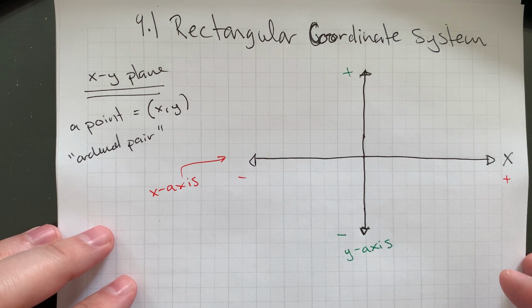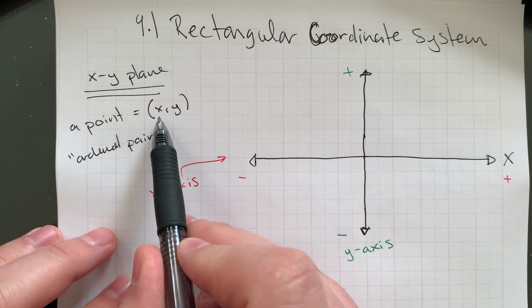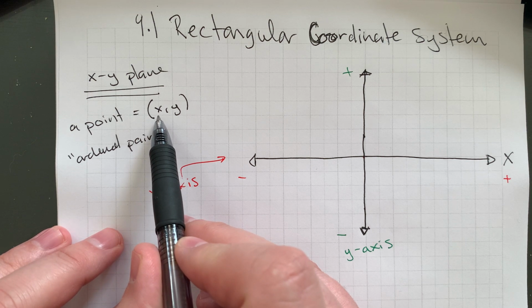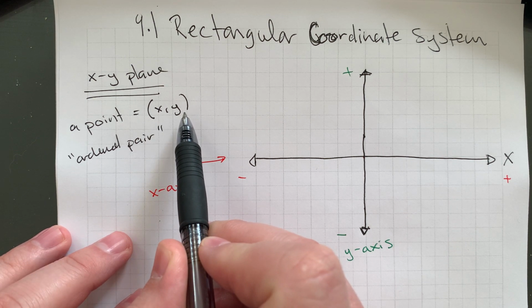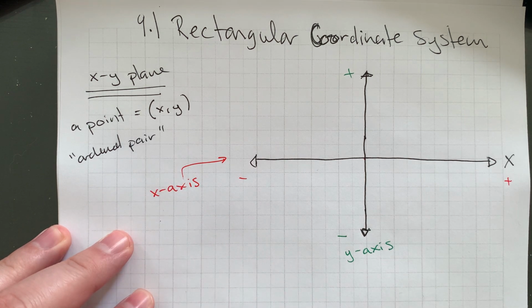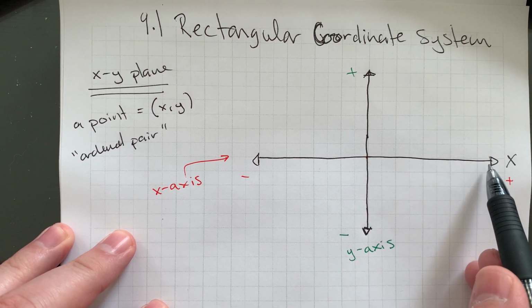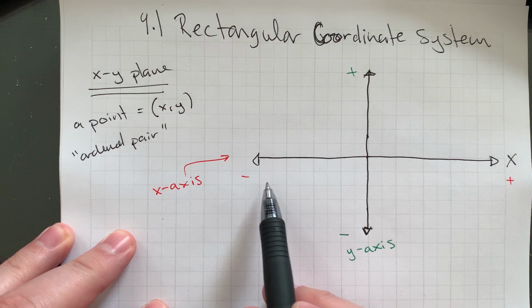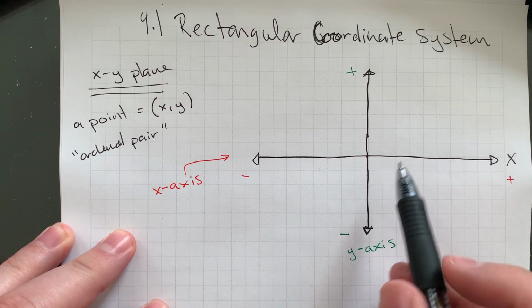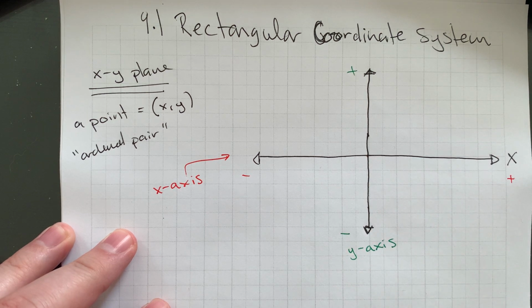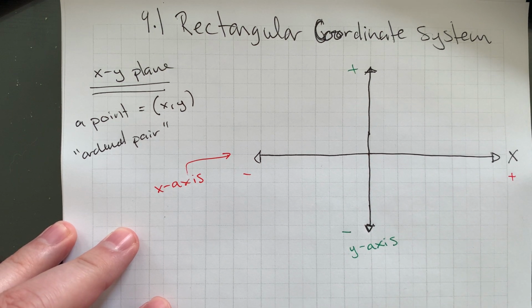And the thing that's most important is when you get one of these pairs, it's always the x value first and then the y value. So it's always x comma y. So your movements are always going to be either to the right for a positive or to the left for a negative first. And then you're going to move either up or down depending on if your second value, your y value, is positive or negative.